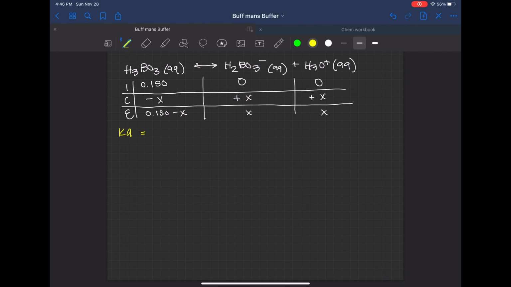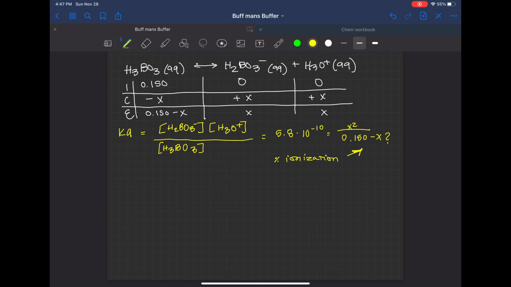Using our chemical equation, we'll make our Ka quotient, which is going to be our products over reactants. So in the products, we'll have H2BO3 minus times H3O plus over our reactant, which is boric acid. And we were previously given our Ka value, and we'll write that in here. That's going to be 5.8 times 10 to the negative 10th. And then we'll restate with our concentrations that we found from our ICE table. It's going to be x squared over 0.150 minus x. But that minus x here, we might be able to remove through ionization. To solve for ionization, first we'll have to find x.